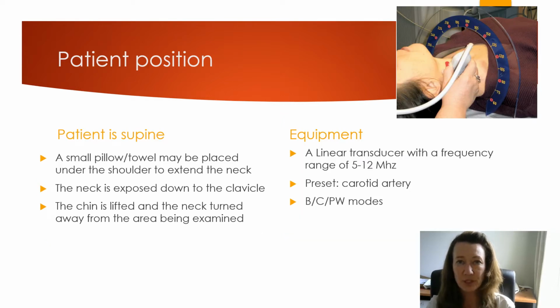The patient position. The patient is laying supine on the table with a small pillow or towel placed under the shoulder to extend the neck. The neck is exposed down to the clavicle. The chin is lifted and the neck turned away from the area being examined. The equipment we need for this procedure is a linear transducer with a frequency range of 5 to 12 megahertz, the preset, which is the carotid artery, and an ultrasound machine with B mode, color, and pulse wave Doppler modes.